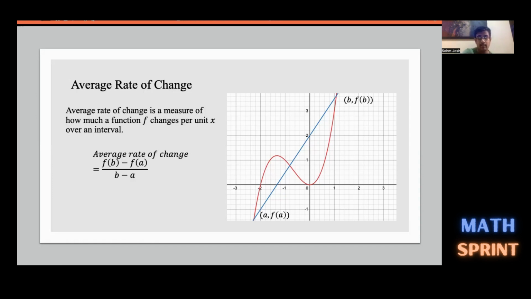Now, also keep this concept in mind because I'm going to be using this concept in the mean value theorem, which I'll explain shortly. So average rate of change, you could just say it's the gradient of this blue secant line that connects the points a comma f of a and b comma f of b. So that's just the average rate of change, or the average value of f dash of x.